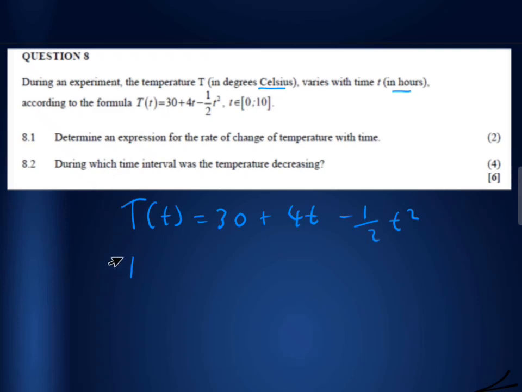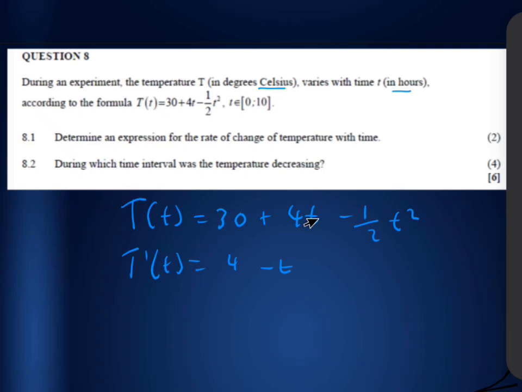So what we're going to do is just derive it. This is going to be very basic. So this disappears. This one is going to remain 4. Then we're going to have minus t, literally. So this is it. All right.